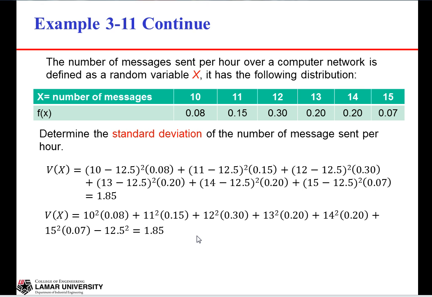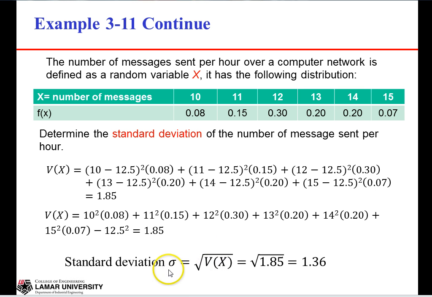In the last step, you have to take the square root of the variance to get the standard deviation. The standard deviation is equal to 1.36. The unit of the standard deviation is the same as the variable itself, while the variance is in the square of the basic unit of the random variable.